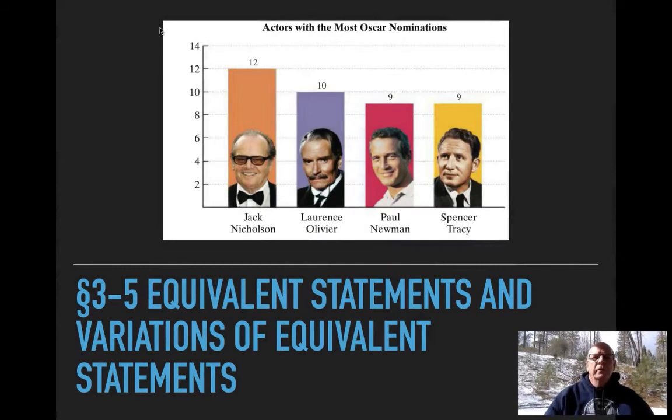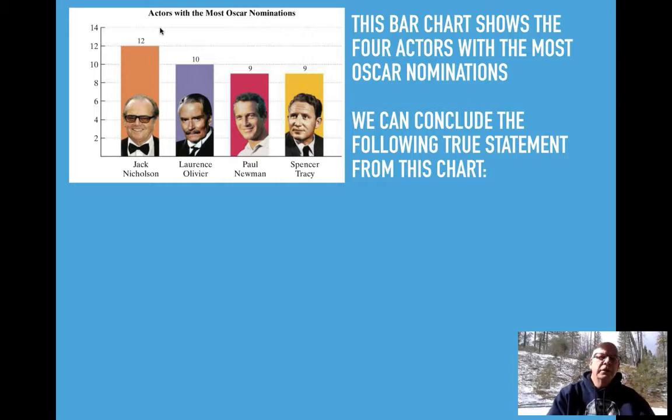So we're going to get into equivalent statements here. We've been talking about truth tables for a while within this chapter, and so we're going to get into what equivalent statements are. This is an example out of your book. This is a chart on the first page of this section, and it has to do with the four actors with the most Oscar nominations, and they are Jack Nicholson with 12, Laurence Olivier with 10, Paul Newman with 9, and Spencer Tracy with 9.